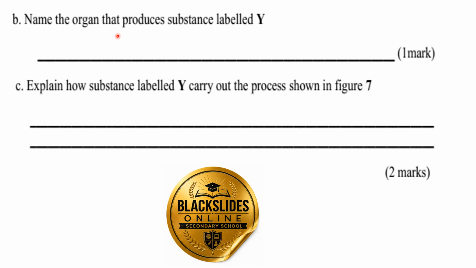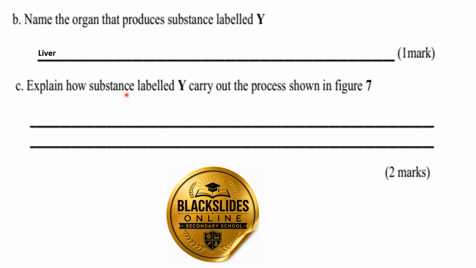Name the organ that produces substance labeled Y. So, like we mentioned, substance Y is bile. So, bile is produced in a structure called the liver. So, one of the functions of the liver is to produce bile, which is used for emulsifying fats.